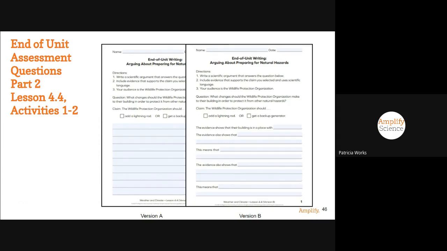They make a claim about what the Wildlife Protection Organization should do, and they describe their thinking based on evidence collected. Again, version B is addressing the same question, but provides more scaffolding for their answers. The assessment guide will lead you in looking at how students are doing with writing a design argument and whether they understand the science ideas involved.